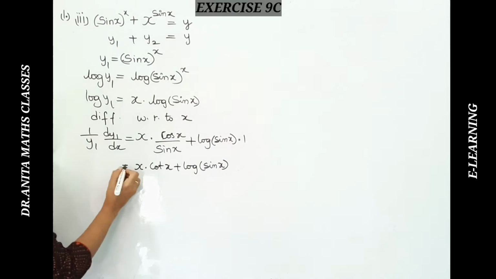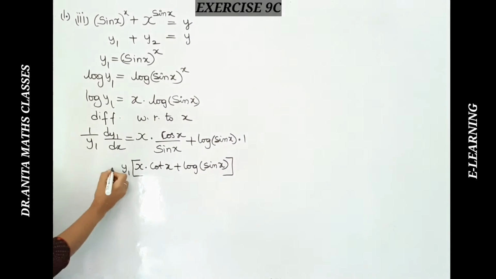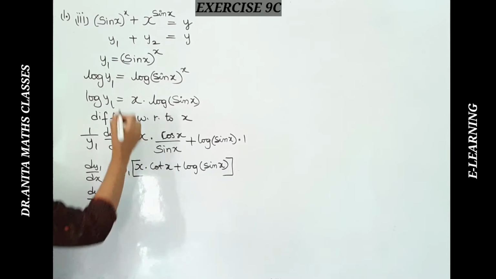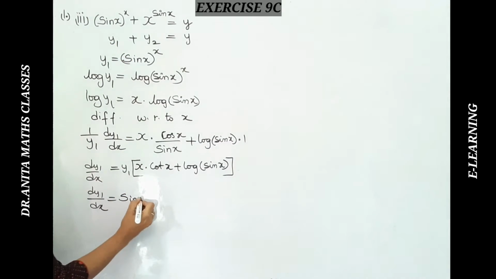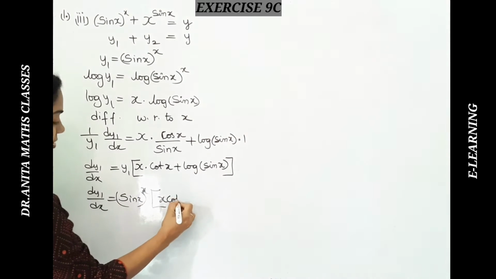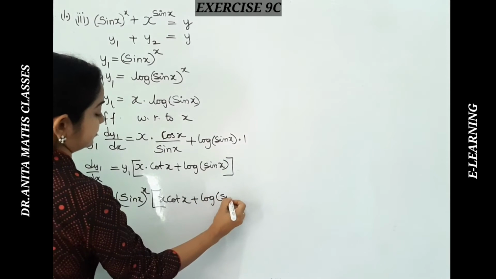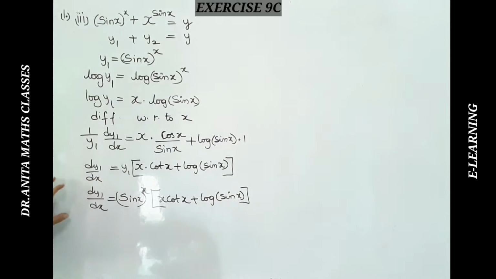And we can also write this as y1. So I'm cross multiplying this y1 to that side. So this becomes dy1 upon dx. We will write what is y1 also. What we supposed y1 as, this sin x raised to the power of x, into x cot x plus log of sin x. So this is dy1 upon dx.